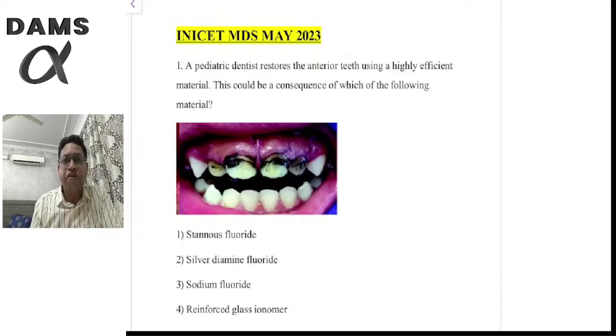And there's a picture associated, so it is a picture based question. You can see in the picture that it is a case of extensive carious lesions in a young child, and in the primary teeth, especially the anteriors, have been involved with aggressive carious lesions. As the question says, the lesions have been restored with a highly efficient material, and you can see that all over there are black color stains on the restored lesions. There are black stains.